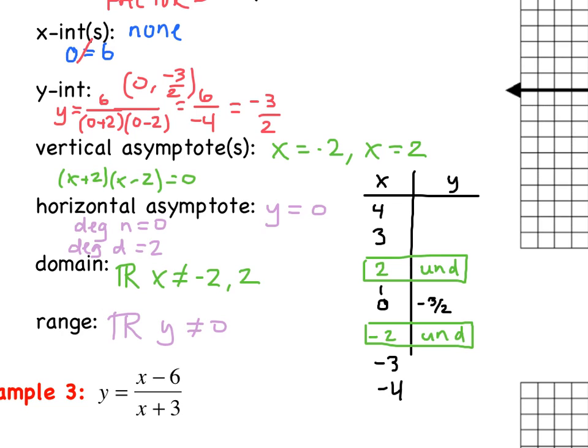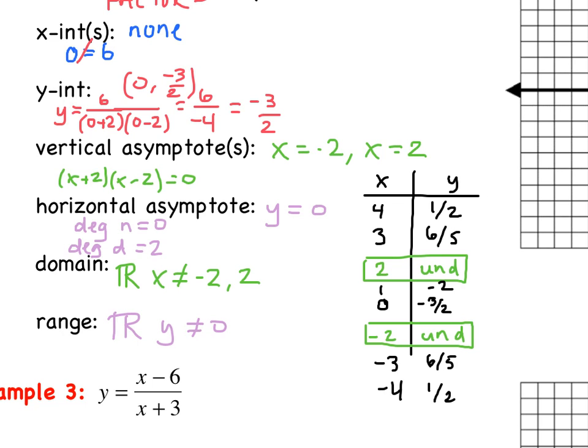When x is 4, we should get y to be 1/2. When x is 3, we should get 6/5. When x is 1, we should get negative 2. When x is negative 3, we should get 6/5. And when x is negative 4, we should get 1/2.